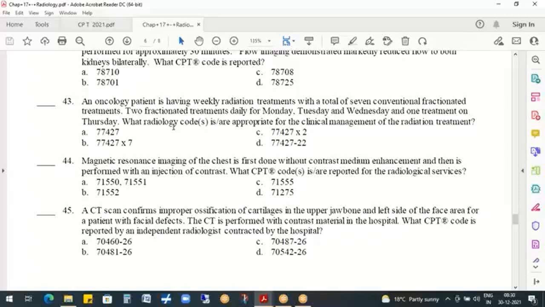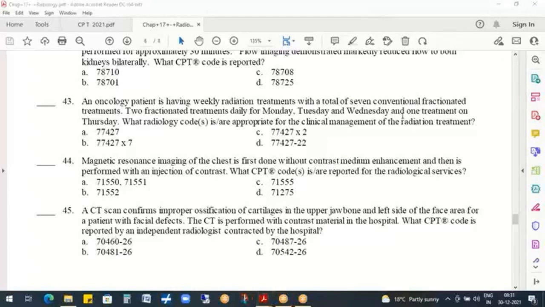Mohan, that code is showing only 5 treatments, no? In the 77427 description, no paragraph, then you came to know the rule. It can be used up to 7 treatments. That's why I gave you a hint as a rule. The code description is 5 only, but we can use it for a maximum of 7 treatments. Any other questions from your end?